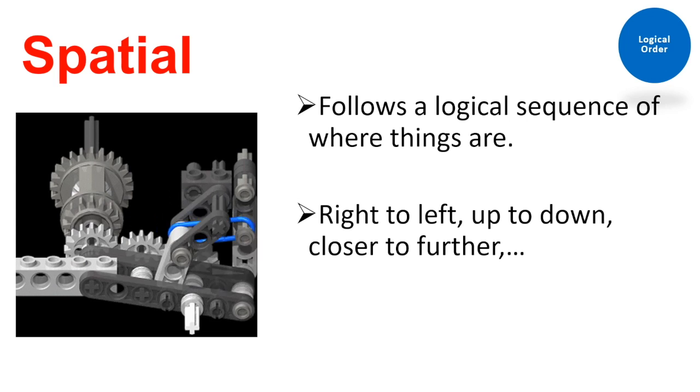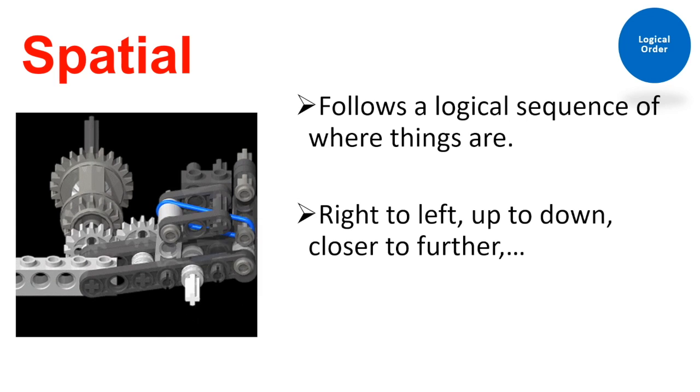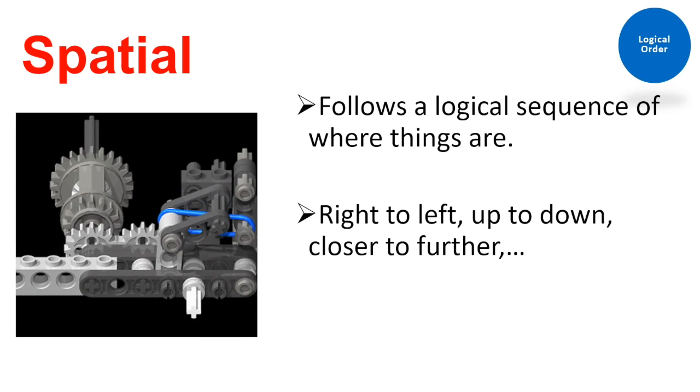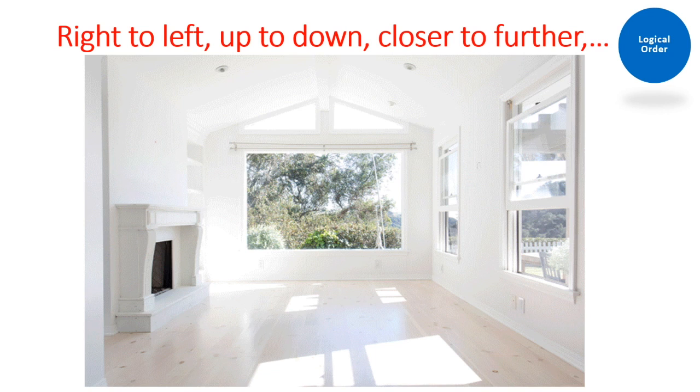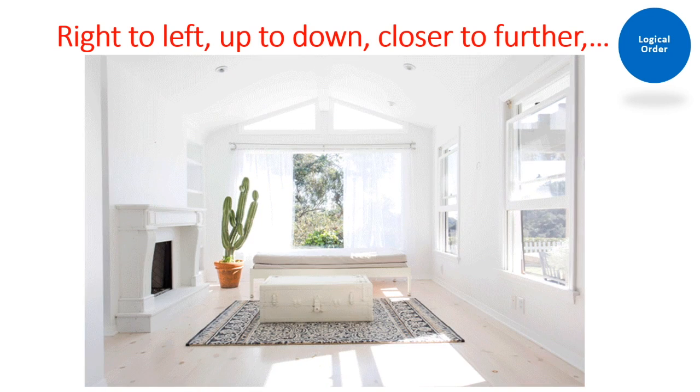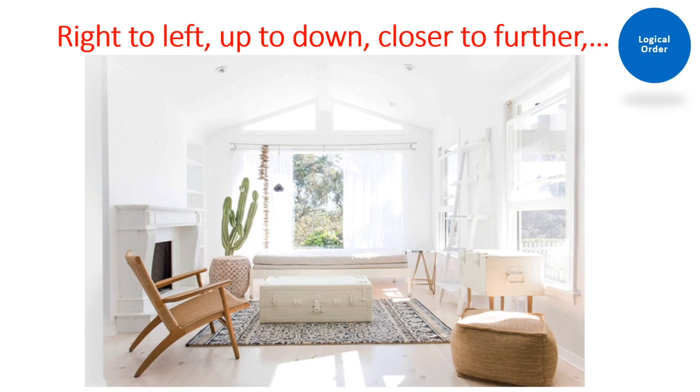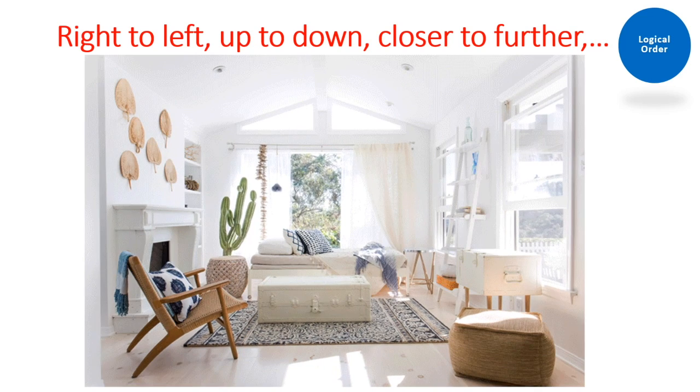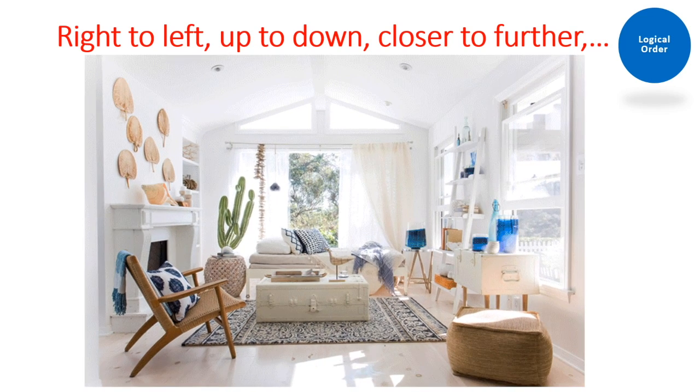The next type of ordering is spatial. Spatial is where things are in relationship to other things. So if I ask you to describe your bedroom, if you just say you have a bed, a mirror, a desk, that puts no picture in my head.